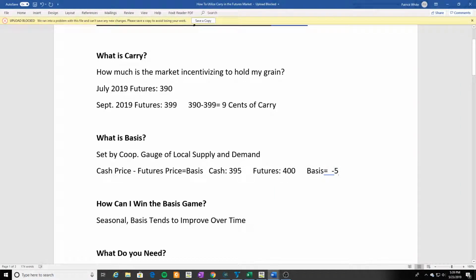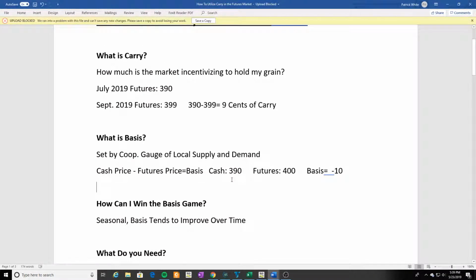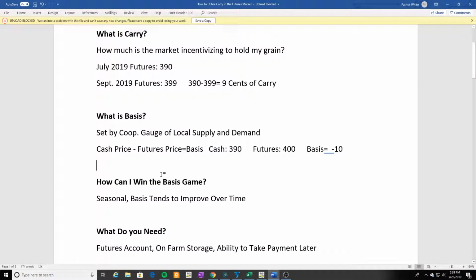So every year basis fluctuates. It depends on the area where you're at, how much it does fluctuate and how much is, quote unquote, normal. But every year it fluctuates, give or take, 10 to 30, 40 cents, depending on the year, depending on how many bushels you have in your area and how badly the co-op needs grain. So I'm going to talk about today how you can win the basis game. Typically it's a seasonal type of deal. Basis tends to improve over time.